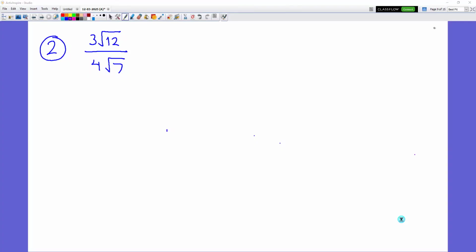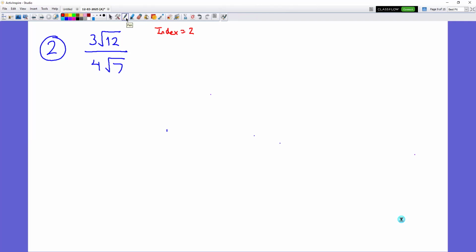All right, so here we are with our second problem. We have 3 square root of 12 over 4 square root of 7. So again, we see a radical sign in the denominator. It's a square root, so of course the index is 2. Since the radical is square root of 7, we simply multiply both the top and the bottom by that radical.